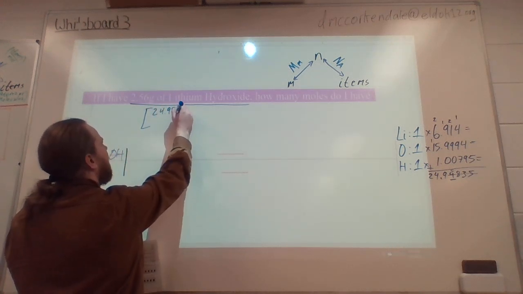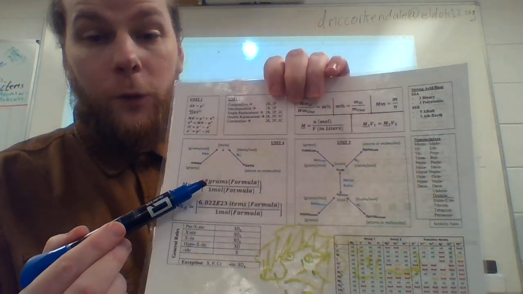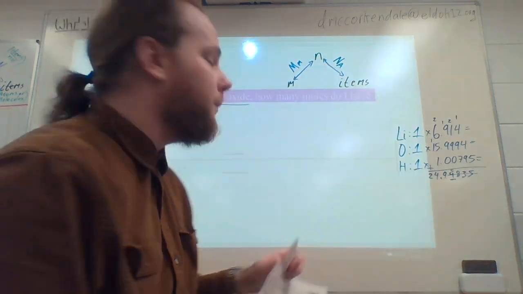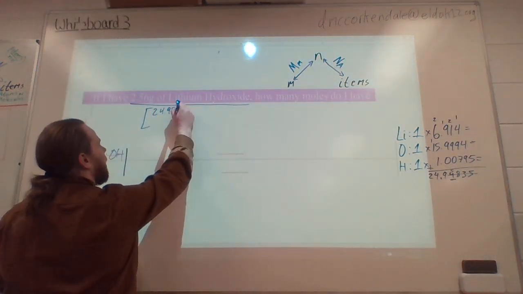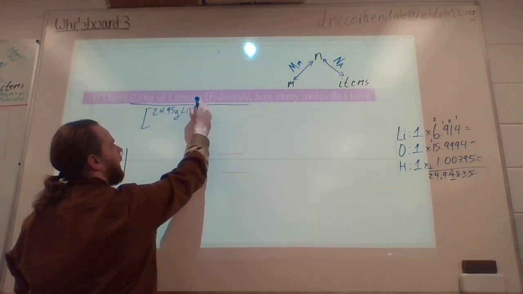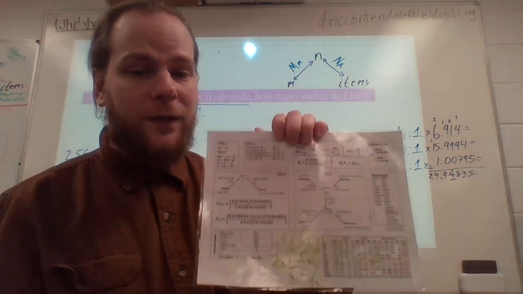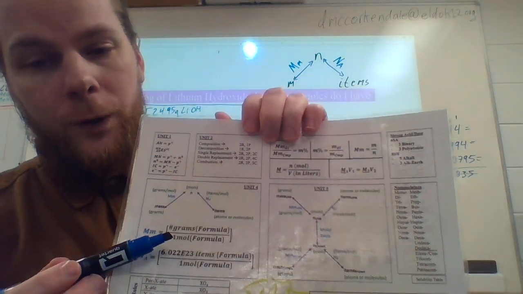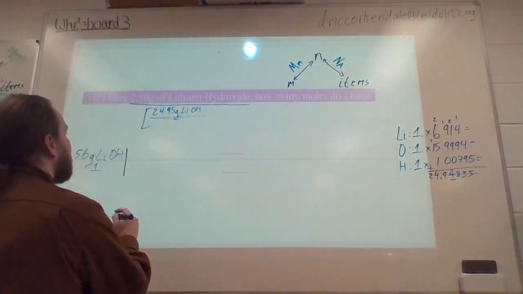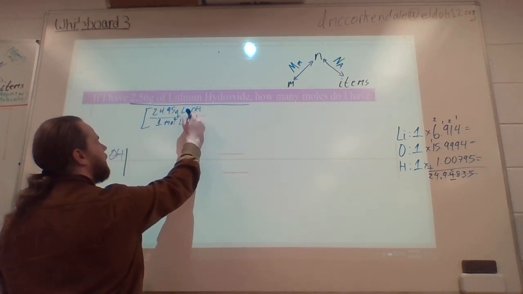24.95. Next on here is G, or grams, of the formula. So grams of lithium hydroxide, LiOH. All of that over, once again, it is in fact the same thing, over 1 mole of the formula. So over 1 mole of lithium hydroxide.